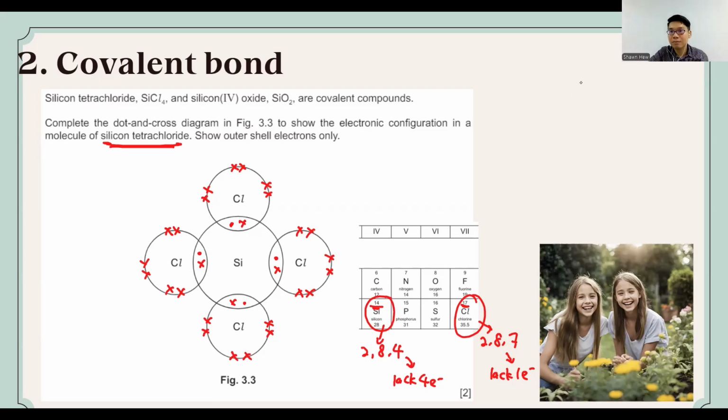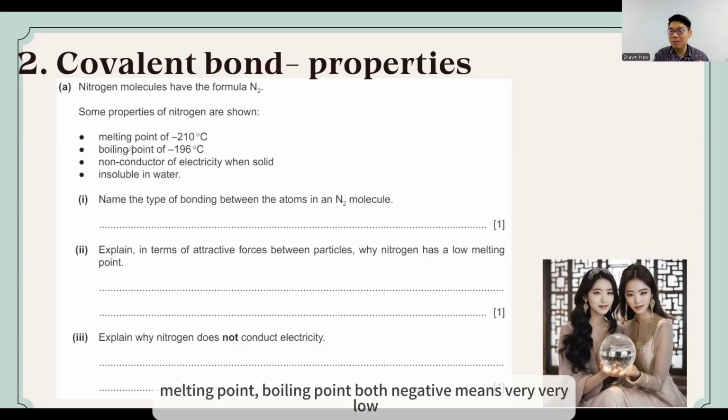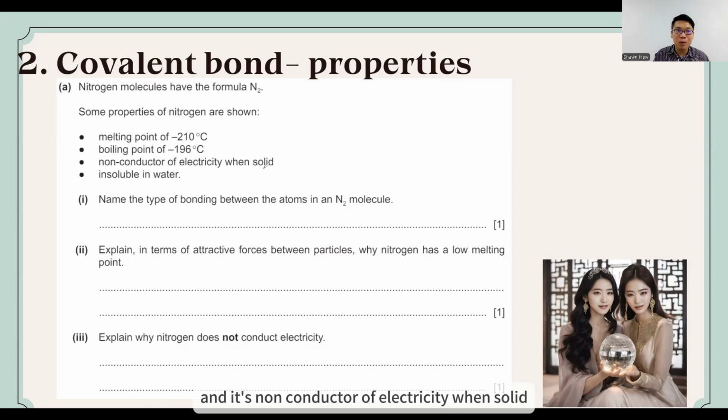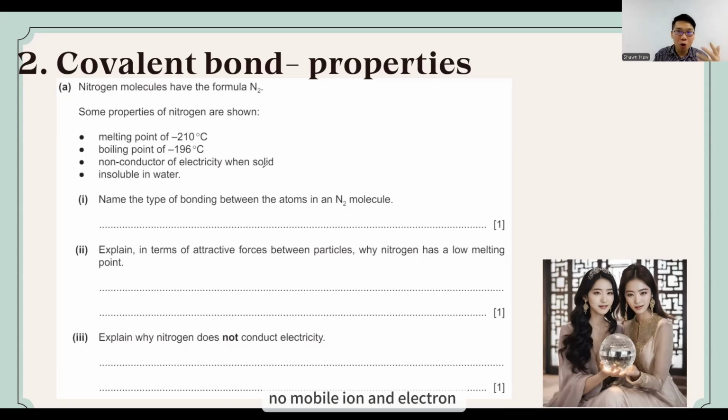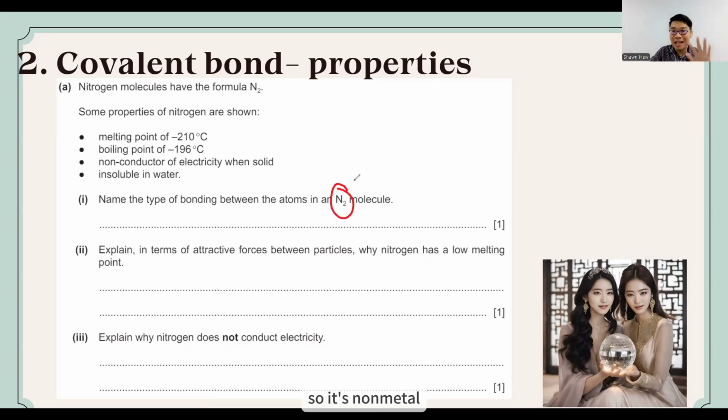Done. Next question. Nitrogen molecules have the formula N2. Some properties are shown. Melting point, boiling point, both negative, meaning very, very low. It is a non-conductor of electricity when solid. Actually, in liquid and gas also, it won't conduct because it's covalent. No mobile ions and electrons. And then insoluble in water. So they ask you to name the type of bonding between nitrogen atoms. So it's non-metal, so it's covalent.